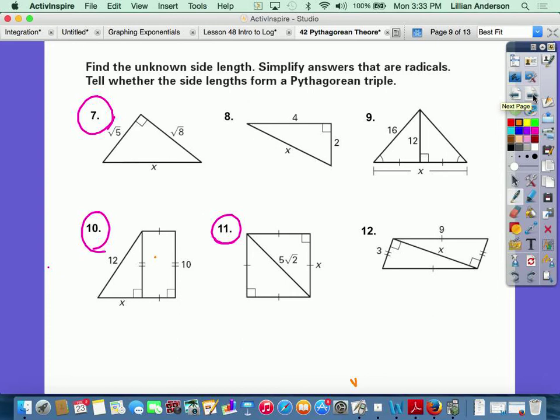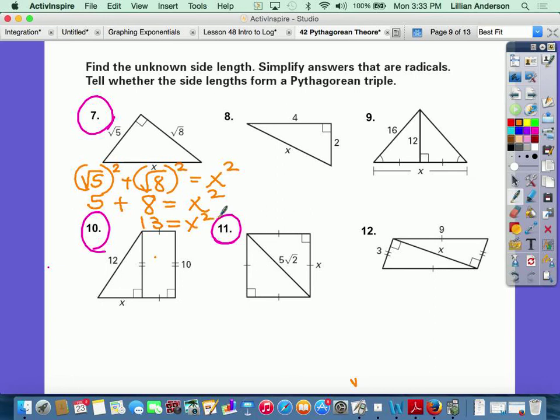Over here, this is good old classic Pythagorean theorem. Now we don't have to do all these problems, we're just going to do a couple. Here, x is my hypotenuse. So square root of 5 squared plus the square root of 8 squared equals c squared. Again, when I square a square root, the square root goes away and I'm just left with the number underneath. So this is going to be 8 plus 5 equals x squared. 13 equals x squared. Take the square root.